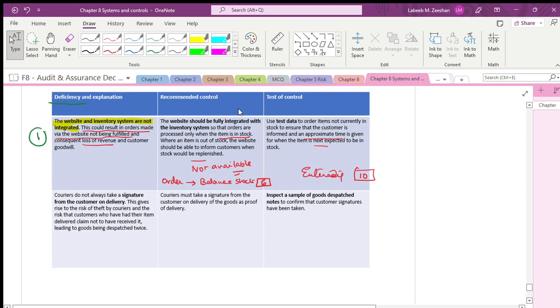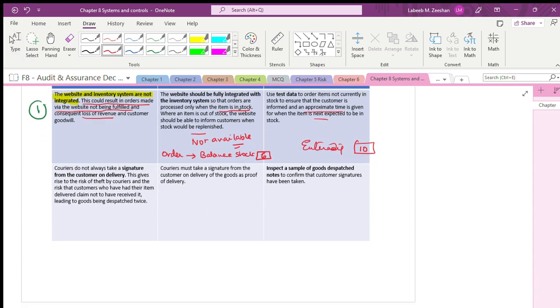The second one says you are delivering to the customers, but you are not taking any acknowledgement. If you take the couriers into consideration, you have DHL, you have Blue Dart, you have American Express, FedEx. Whenever they come, they will ask you to give a digital signature. That is very important. Couriers do not always take the signature from the customer on delivery. This is the deficiency. Got it? I am very particular about this.